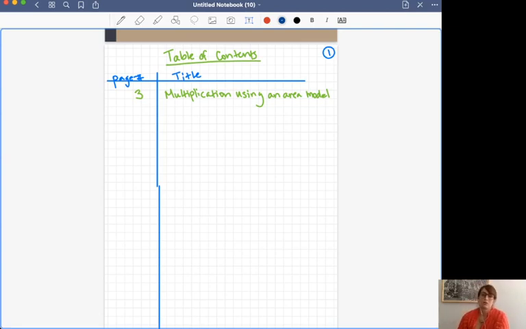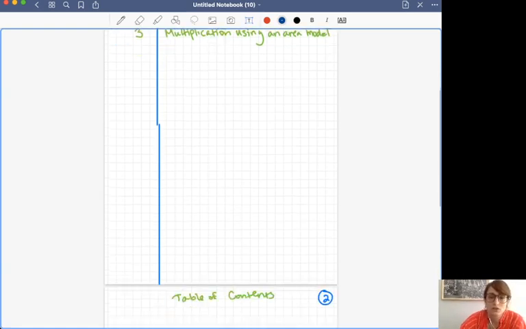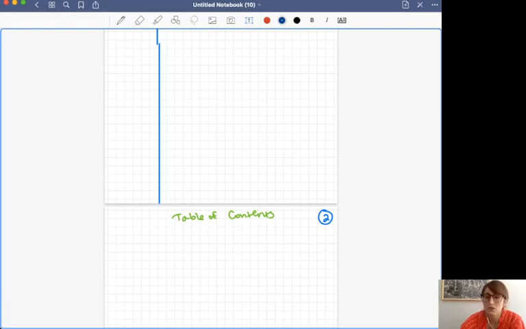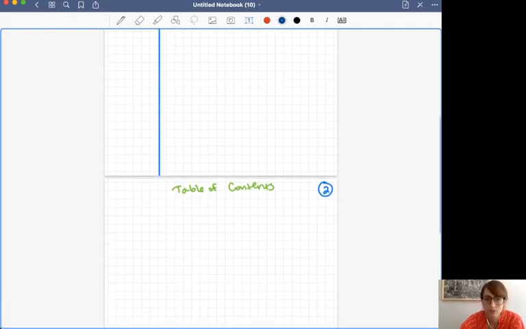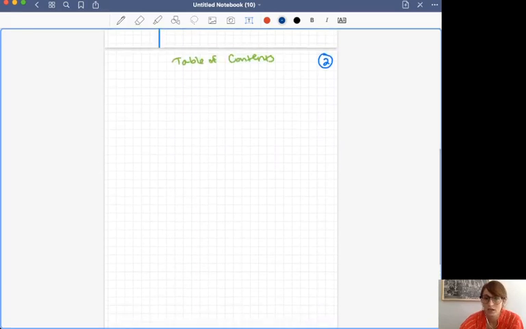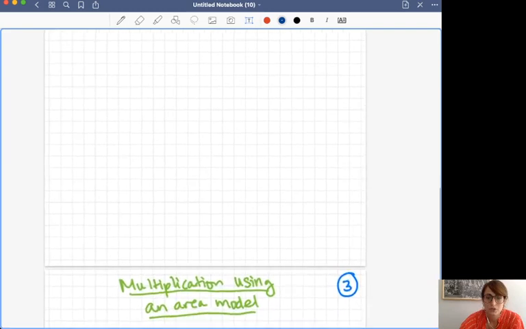So go ahead and pause the video and set up your table of contents, and then when you're ready, we'll move on to page 2. And all you're going to do on page 2 is write the page number and just write table of contents at the top, and we're going to leave page 2 empty. Okay, and then at any time you can pause, and then we're going to go to page 3.